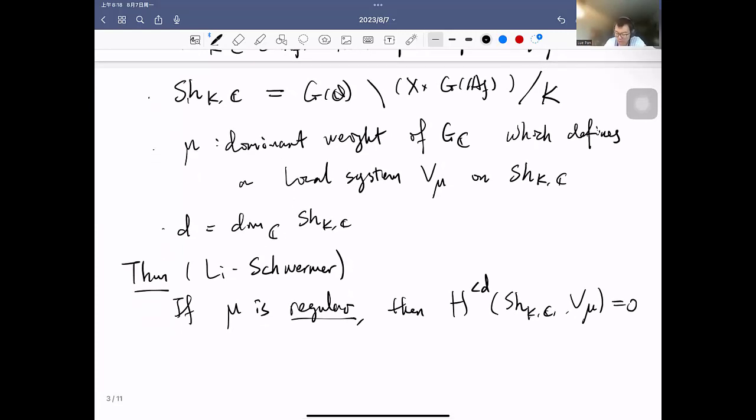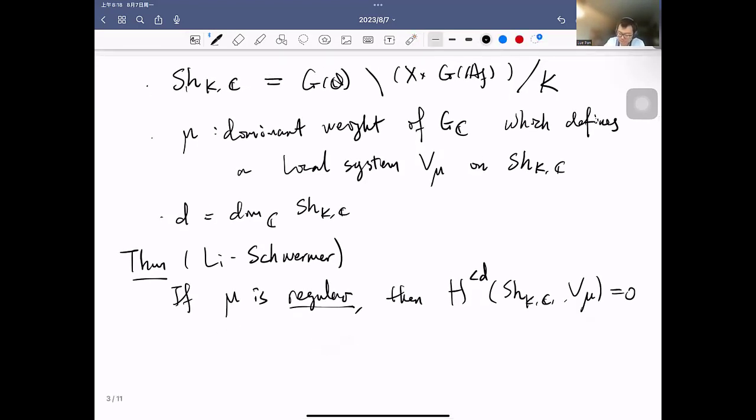So in the case of SL2, the weight is a single number, and it's irregular if and only if k is equal to 0. So this is exactly what generalizes the condition k is not equal to 0. And you also mentioned that the method is based on automorphic representation.